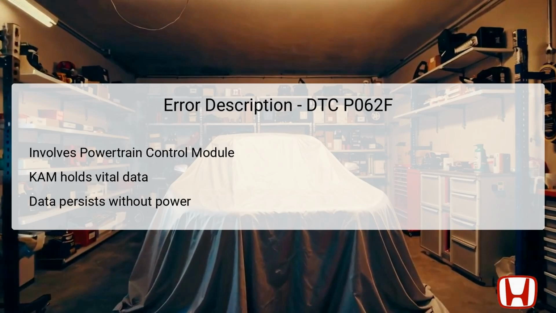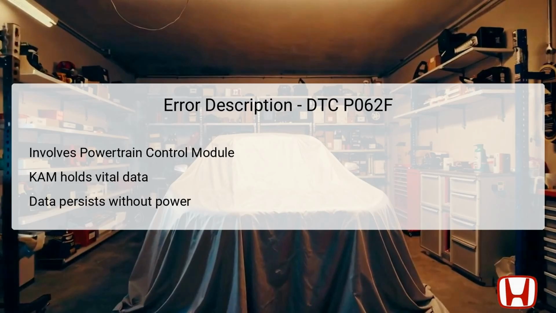The error associated with DTC P062F arises from an issue with the Powertrain Control Module, PCM, specifically its Keep Alive Memory, KAM. The KAM is a pivotal component as it retains essential control and vehicle information even when the vehicle's power is interrupted. The PCM uses KAM to store data on engine control parameters and vehicle specifics, which are essential for optimal vehicle performance. This memory is crucial for functions like fuel management and emissions control.